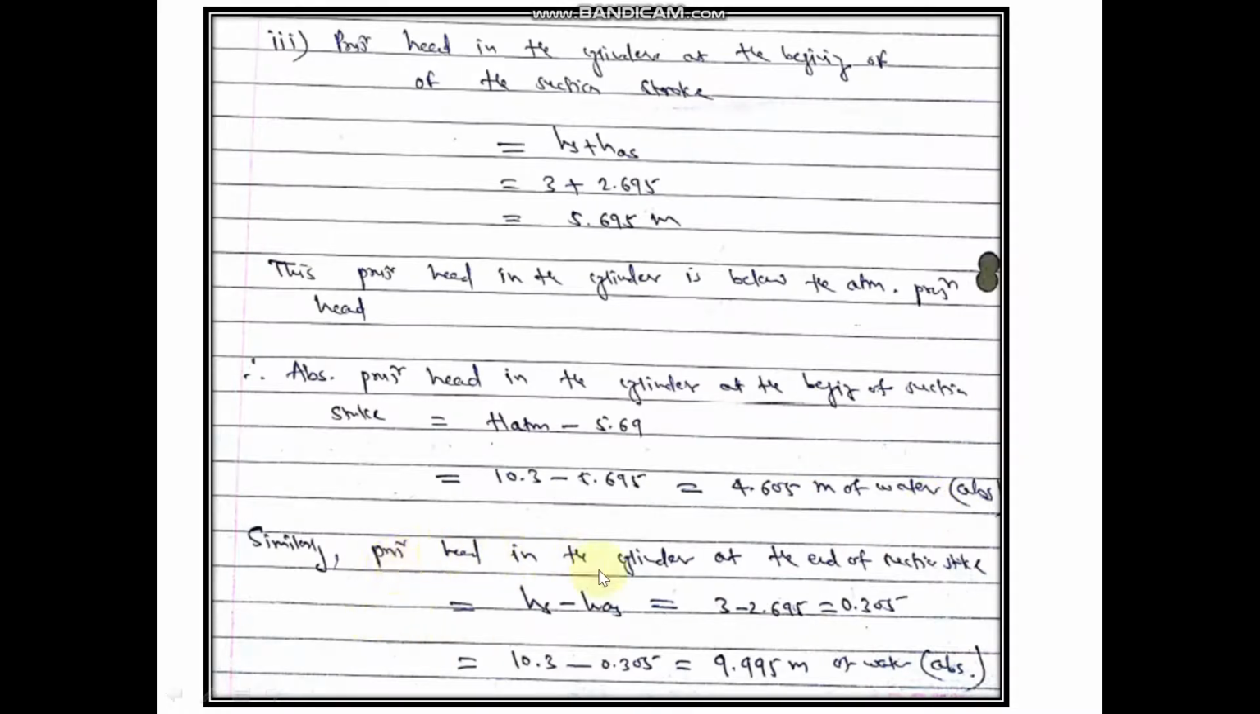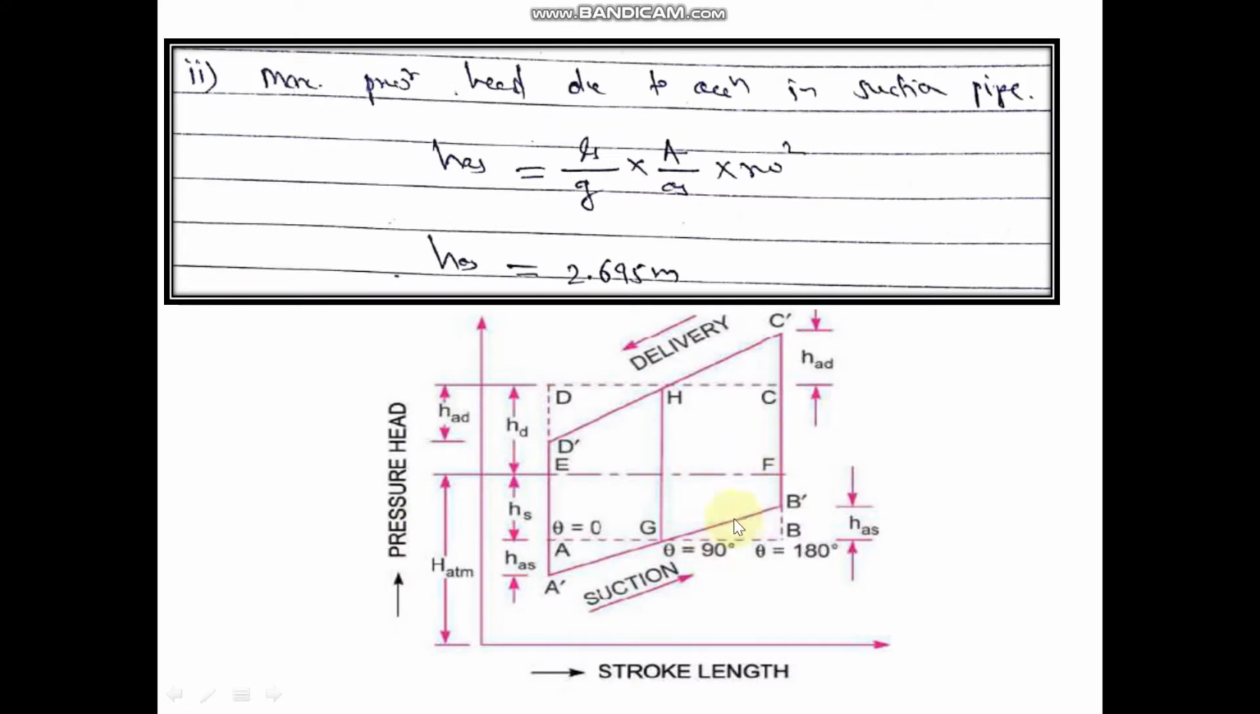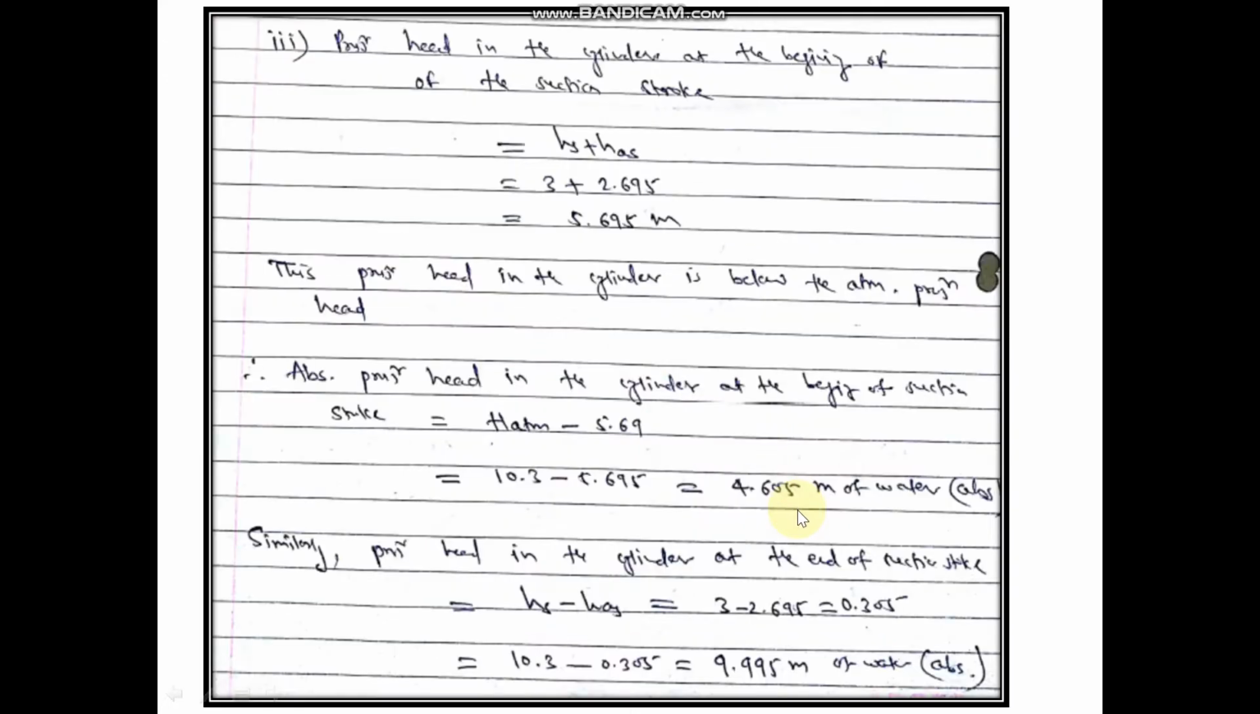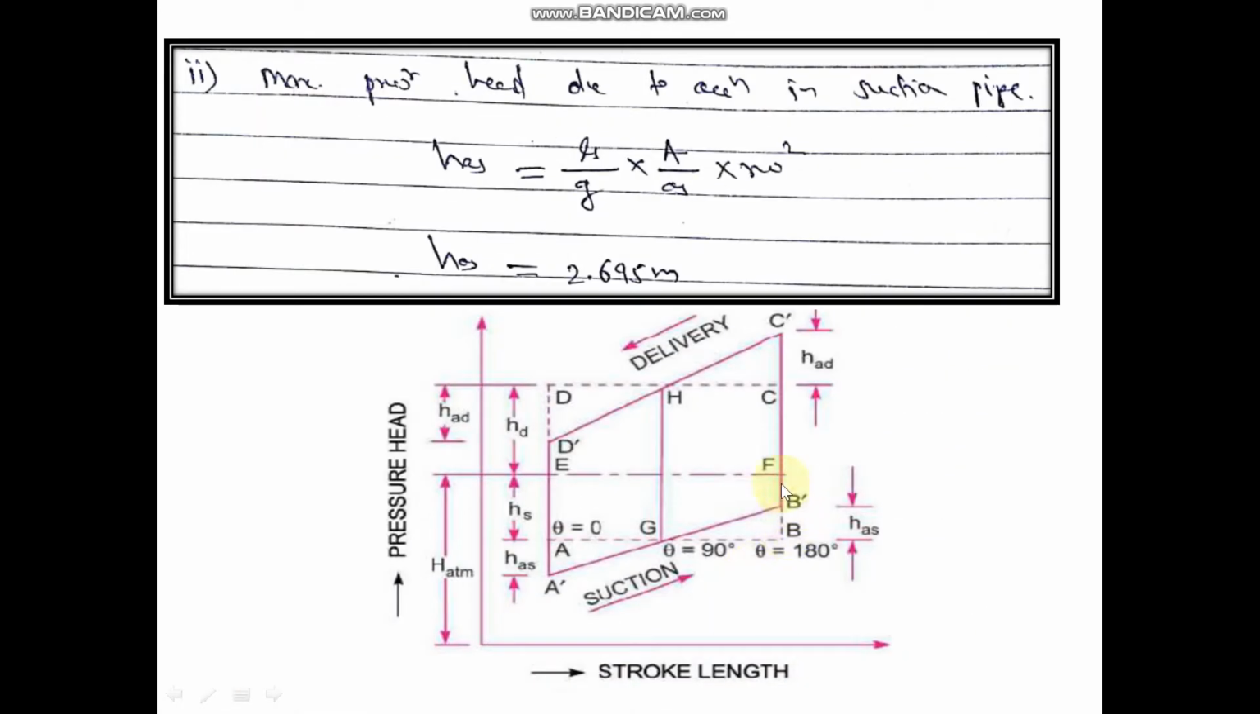Similarly, pressure head in the cylinder at the end of suction stroke. So from this figure, at the end of suction stroke, the pressure head becomes HS minus HAS. So this pressure from B dash to F. So this pressure head is HS minus HAS. Its value is 0.305 and this pressure is also below the atmospheric pressure line.